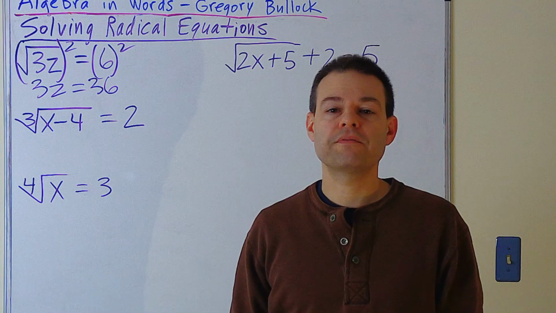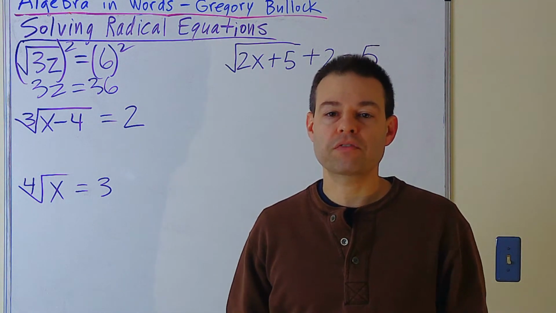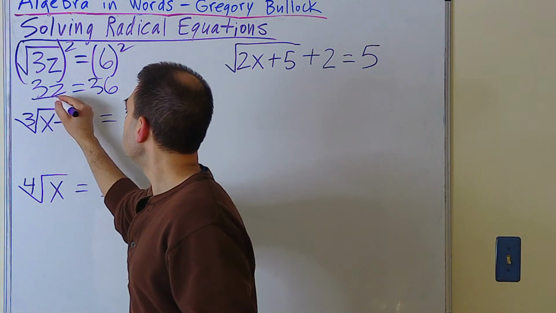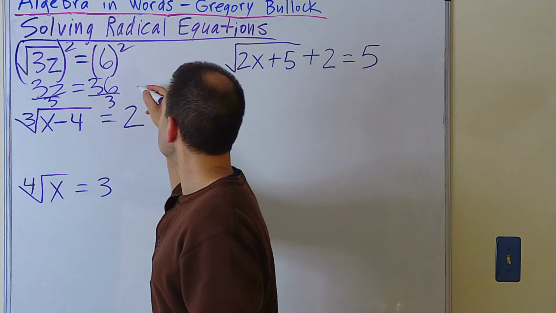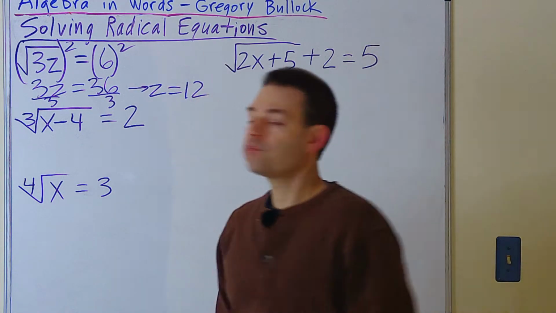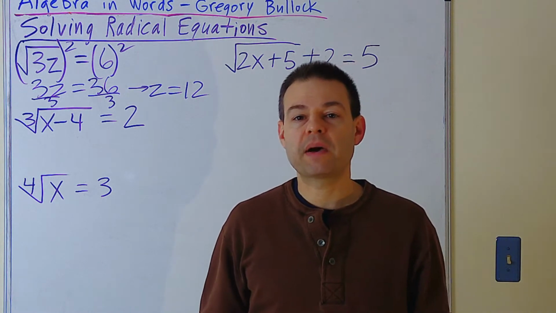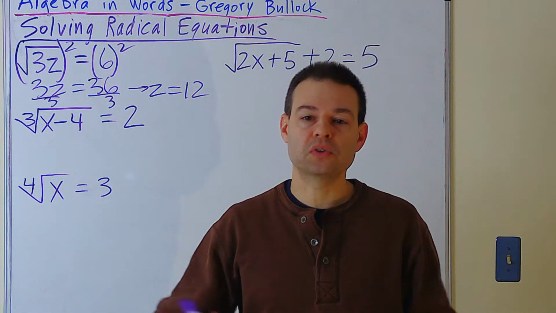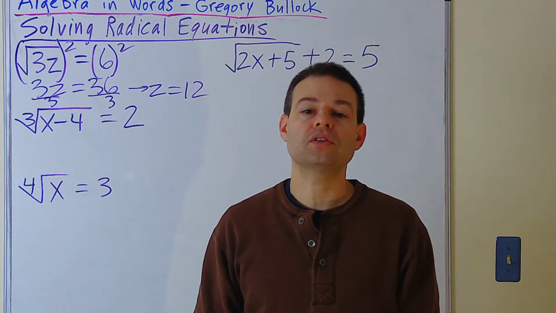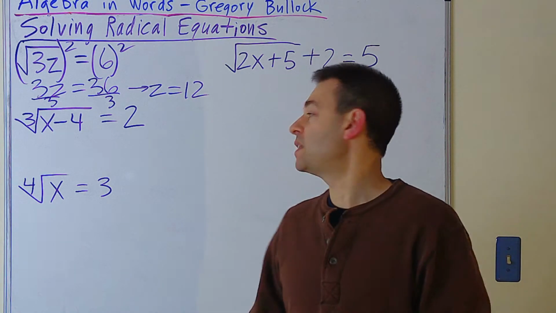Now, since we want to solve for z, and we have a coefficient 3, we're going to divide both sides by coefficient 3. And 36 divided by 3 is 12. z equals 12.